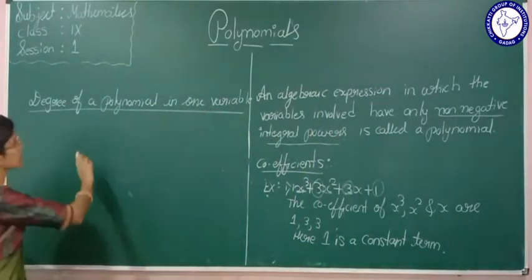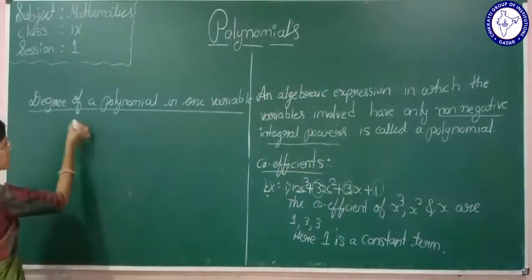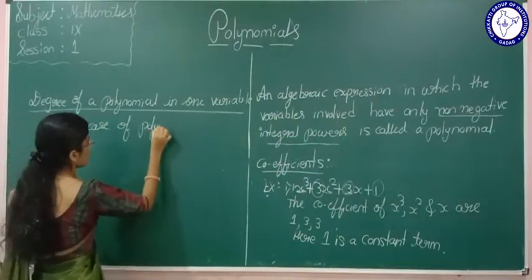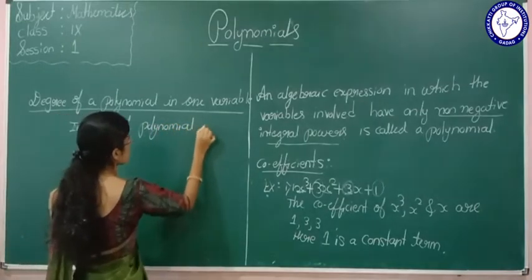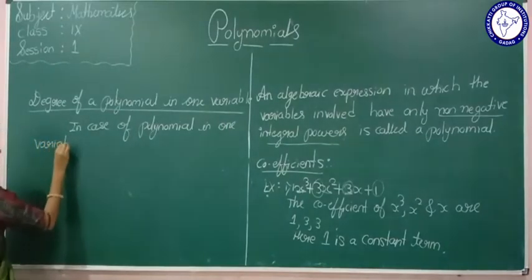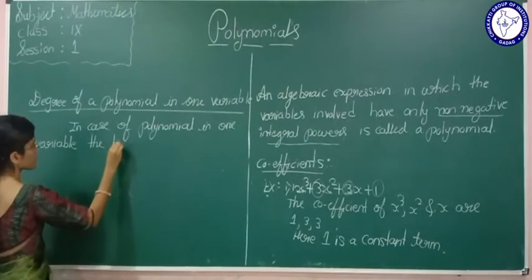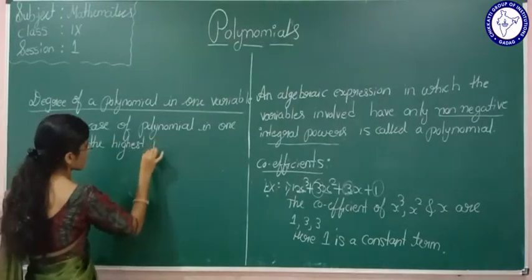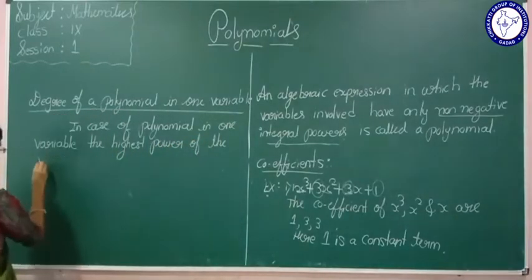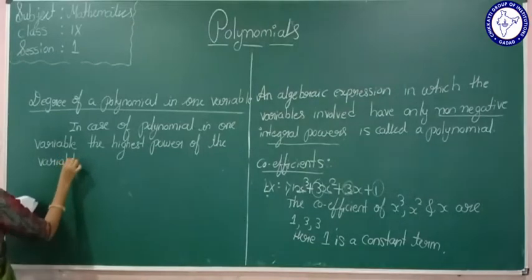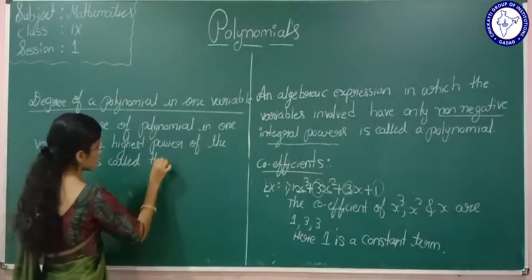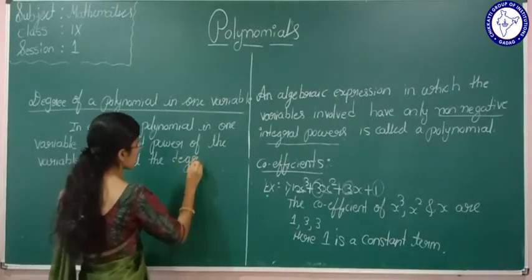Now see here, what is this degree of a polynomial in one variable? In the case of a polynomial in one variable, the highest power of the variable is called the degree of a polynomial.